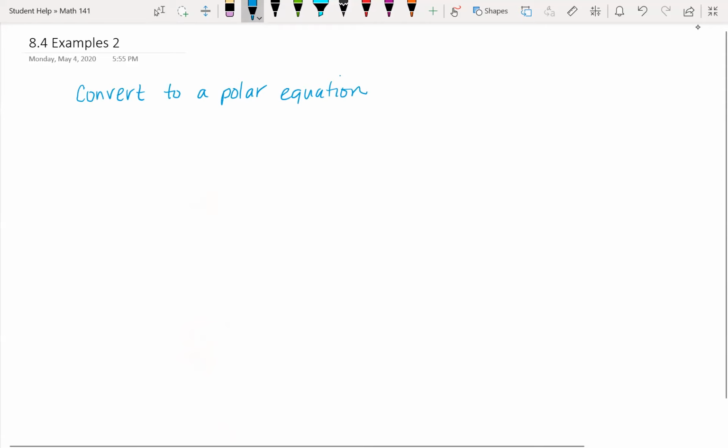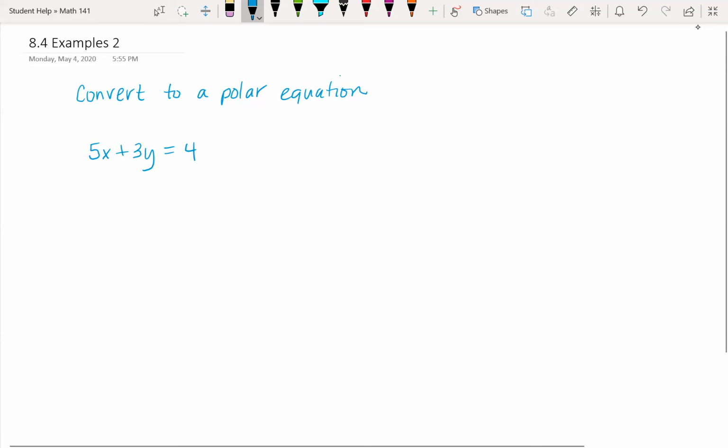So for this first example, you are used to seeing things that look like this format: 5x plus 3y equals 4. And we know that this is a linear equation. X and y are both raised to the first power. But when we're in calculus, sometimes we want things to be written in terms of sine and cosine.